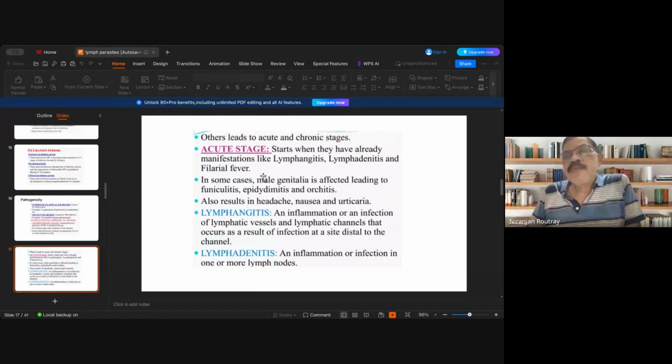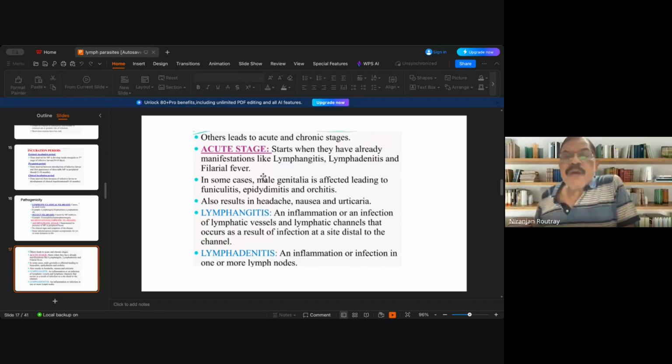Male genitalia means the scrotum is affected, leading to funiculitis, epididymitis, and orchitis. All these, orchitis, epididymitis, funiculitis, are responsible for the inflammation of certain parts of the scrotum. Inflammation of the epididymis, where the sperms are stored, is called epididymitis. All this is attributed to the swelling of the scrotum. It can also result in headache, nausea, and urticaria.